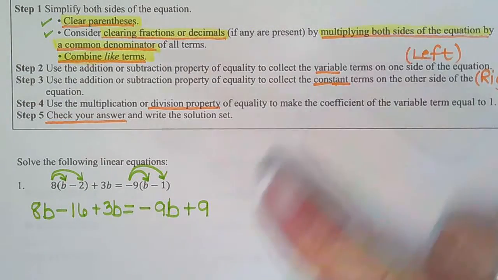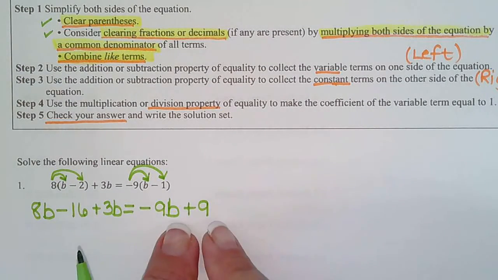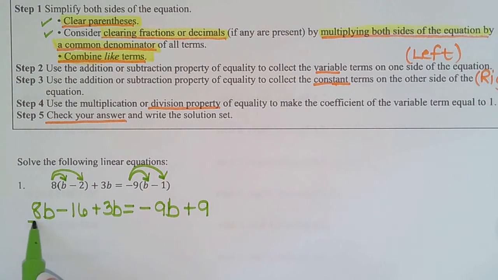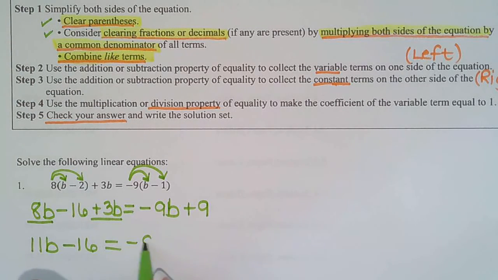So, clear parentheses, done. Clear fractions and decimals, we don't have any, so we can check that off. Now we need to combine like terms on the left, combine like terms on the right. So over here on the left, and we only use the signs that are in front of each term, plus 8b plus 3b is positive 11b. And the -16 doesn't have anything to go with it, so it just stays. And then the -9b plus 9 does not have any like terms over there, so that stays. So now we have our like terms combined.